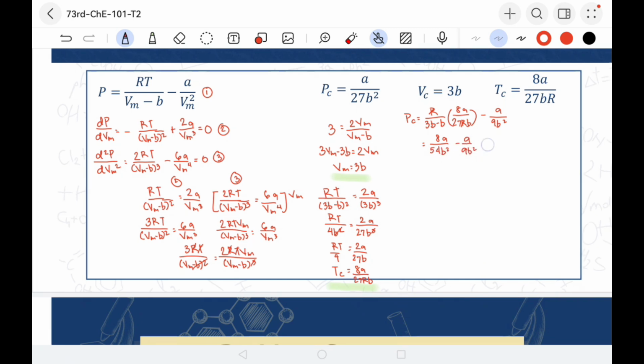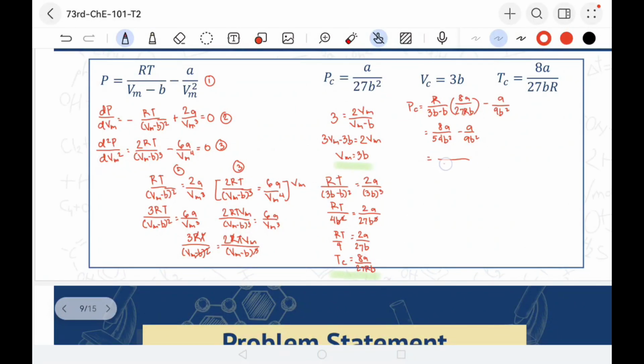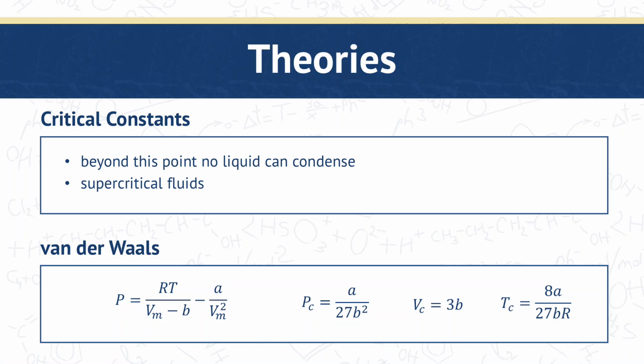9b squared. Let us convert that to one fraction, so 54b squared as denominator, 8a minus 6a, which is 2a over 54b squared. And to simplify, we have a over 27b squared, which is our last critical constant. For more practice, you could try solving for the critical constants of the Dieterici and Berthelot equations.